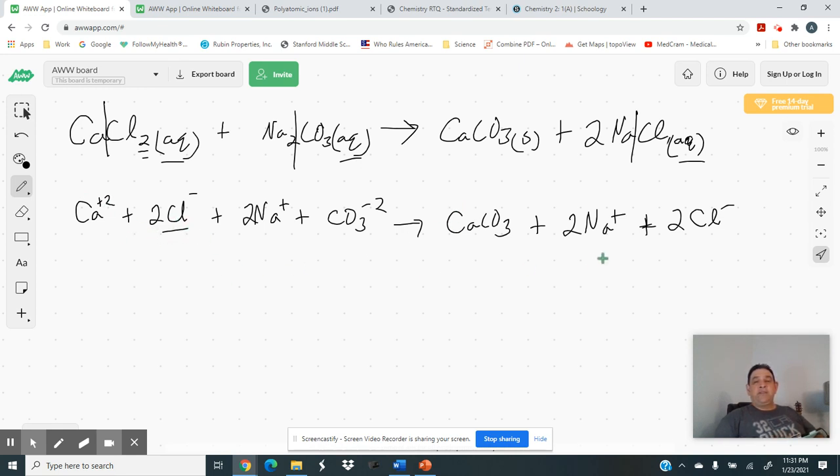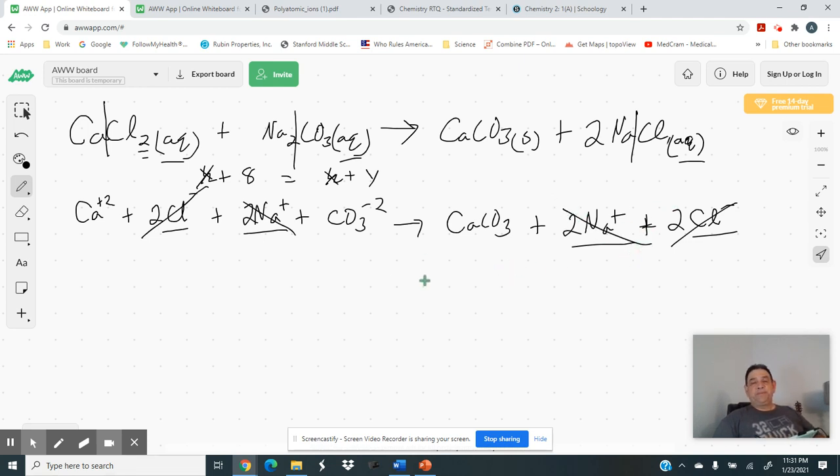But there are 2 chlorides over here and 2 chlorides over here. And there are 2 sodiums over here and 2 sodiums over here. It's kind of like in math class where if you had a x plus 8 equals x plus y, you can subtract x on both sides, and they would cancel out. You're left with just whatever is left. Same thing here. There's a 2Cl here that cancels out with a 2Cl there, and two sodium ions here cancel out with two sodium ions there. So those guys cancel.